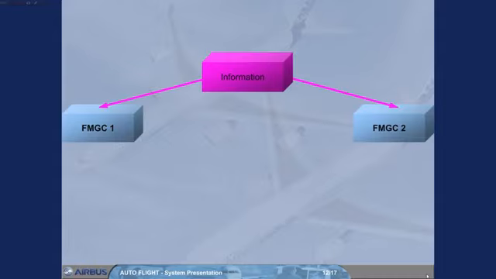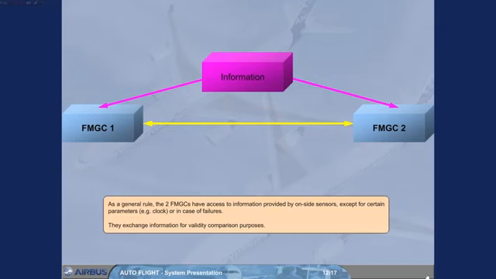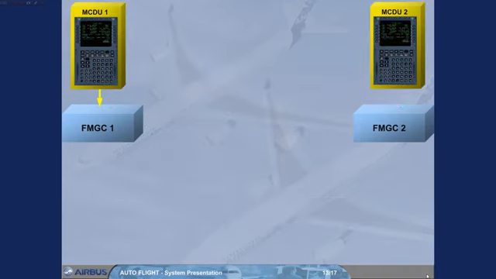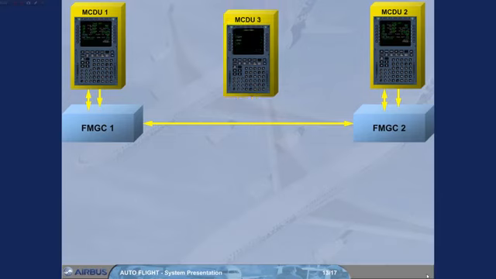As a general rule, the two FMGCs have access to information provided by on-side sensors, except for certain parameters, for example clock, or in case of failures. They exchange information for validity comparison purposes. For example, information from MCDU1 is received by FMGC1 and transmitted to FMGC2. All FMGCs and MCDUs are then synchronized. The third MCDU is provided as a backup in case of failure of MCDU 1 or 2. It then replaces MCDU 1 or 2. In normal operation, it is used for other functions, such as ACARS or CMS.